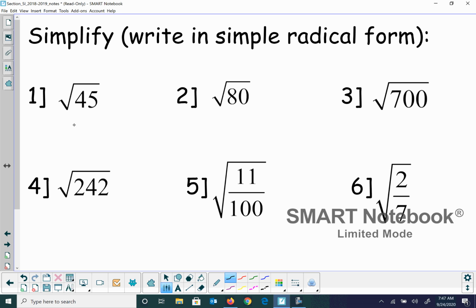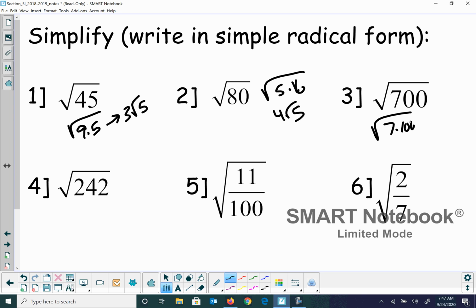So the square root of 45, we're going to break that up to 9 times 5 because 9 is the biggest perfect square, which comes out to 3 root 5. This becomes 5 times 16, so I'm going to get 4 root 5 here. 700 breaks up to 7 times 100, so that's going to give me 10 root 7. 242 is the same thing, 2 times 121, so that's 11 root 2.